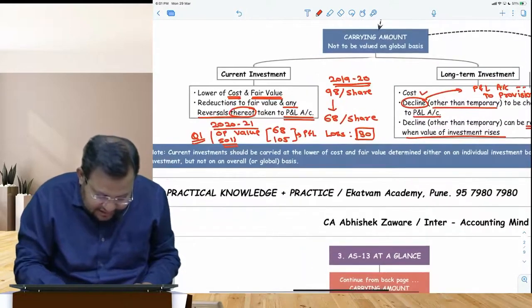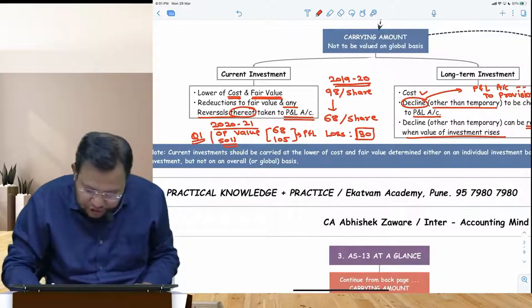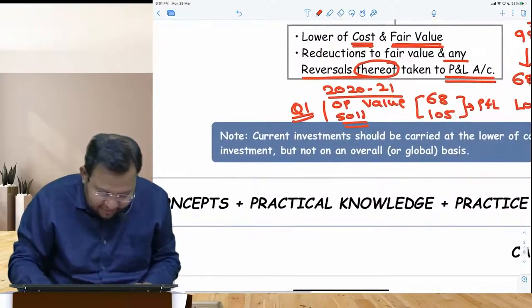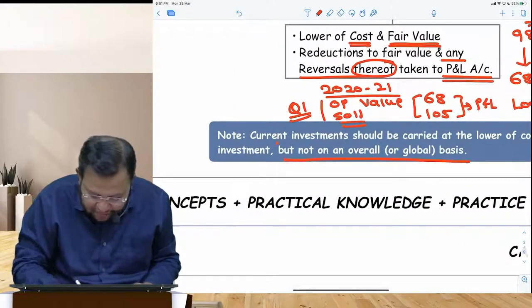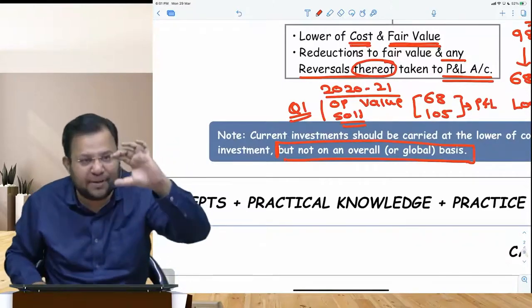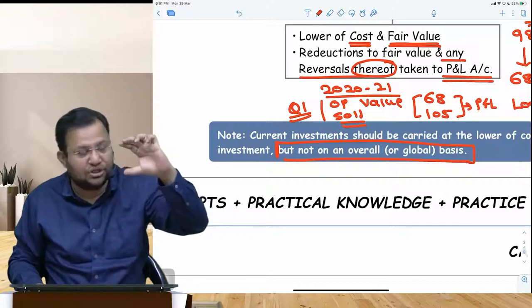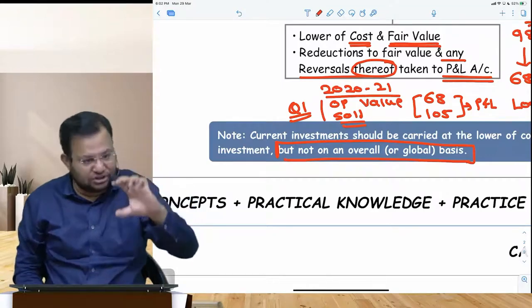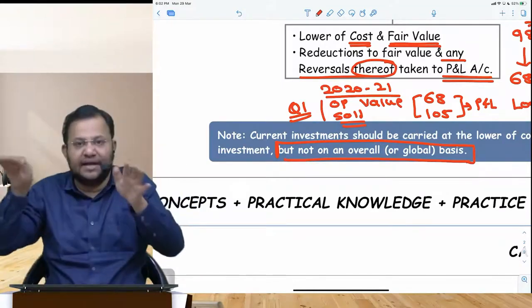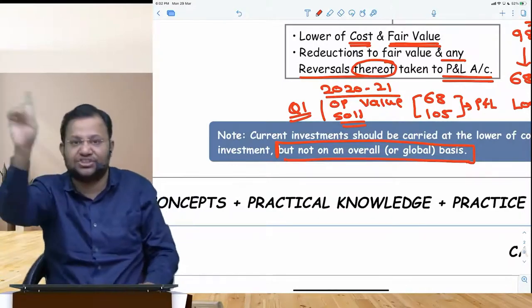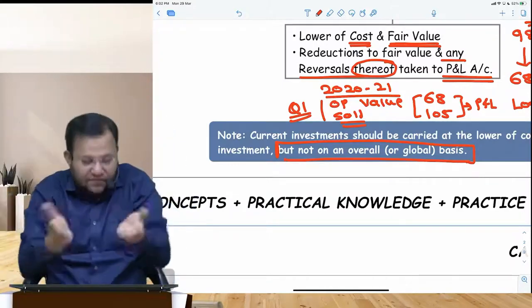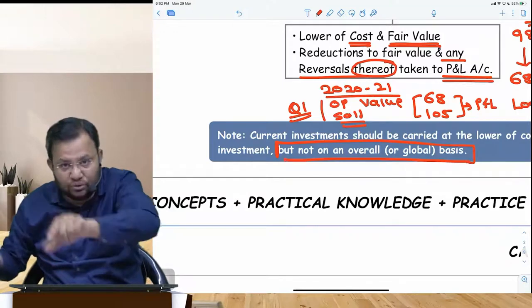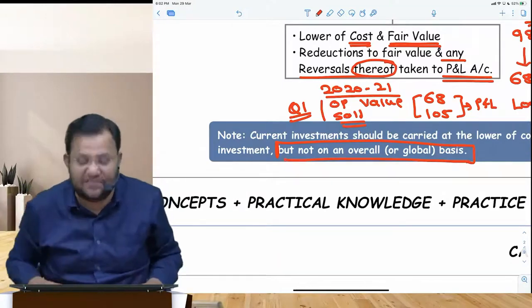So this current investment cost or fair value should be determined either on individual investment basis or by category, but not on overall basis. So you have equity shares, you have government bonds, you have investment in corporate bonds. Ye category ho gaya, equity shares, government bonds, corporate bonds. Wo category by category aap kar sakte ho. Best is share by share, script by script, item by item. But if you take the total cost of all categories and the total fair value of all categories, you are in violation of the principle of AS 13.